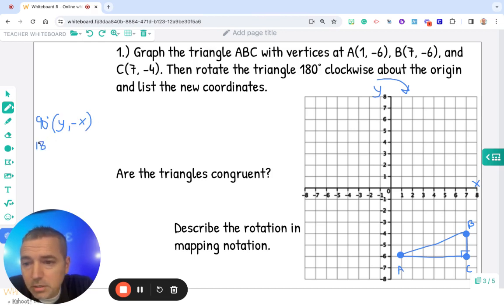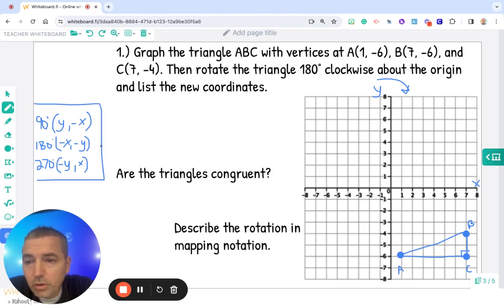For 180 degrees clockwise rotation, the x and the y stay in the same positions, but they both change signs. So it's (-x, -y). So the x and y don't change positions, but they both change signs. And for 270 degree clockwise rotation, the x and y change positions, and the y changes signs this time. So I think when we're not actually turning our paper, it's easiest to think about it like this.